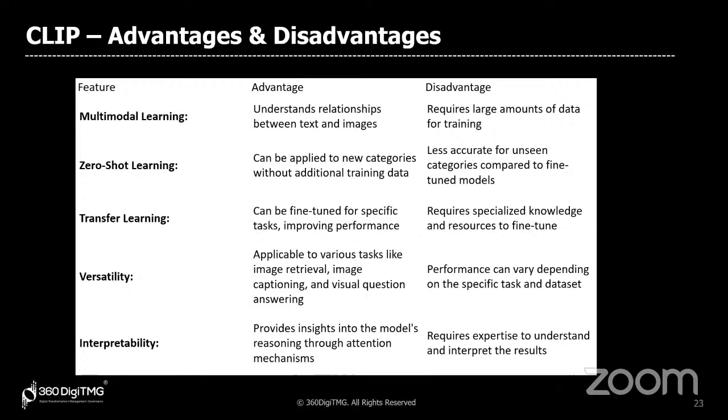Okay, then interpretability. It provides insight into the model's reasoning through the attention mechanism. Okay, so whatever we are doing, we are providing some insights into the model's reasoning through the attention mechanism. Like whatever past knowledge it has, all of that will depend on this model. Since we are using the transformer architecture, it will depend on that. But the disadvantage related to this is it requires expertise to understand and interpret the results.